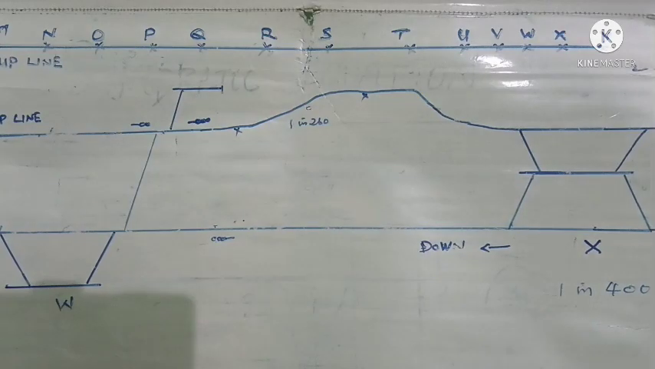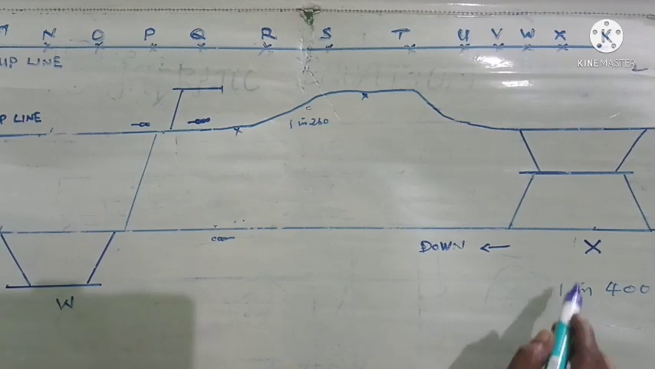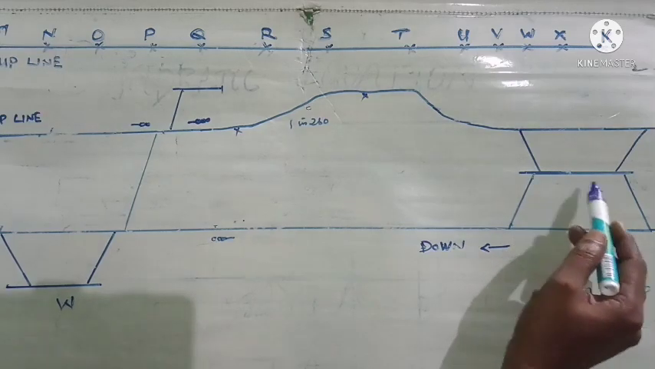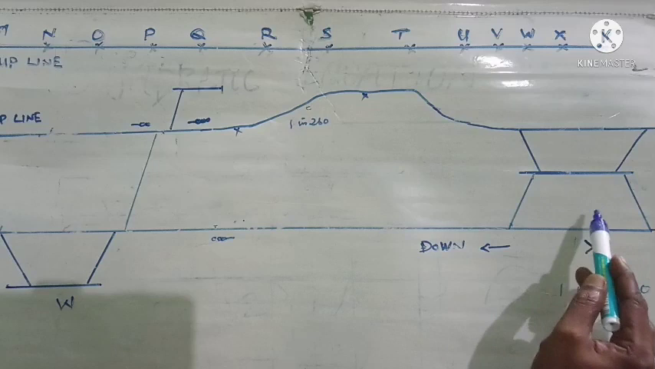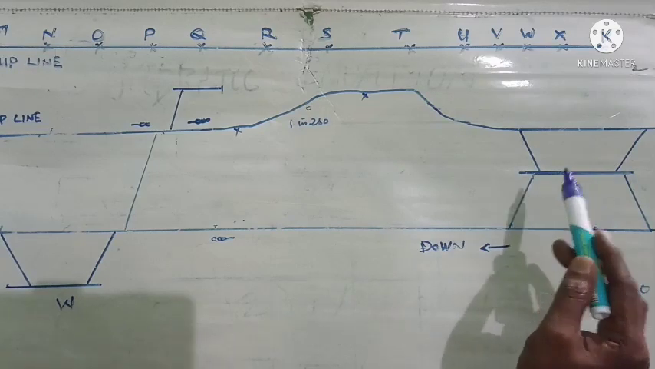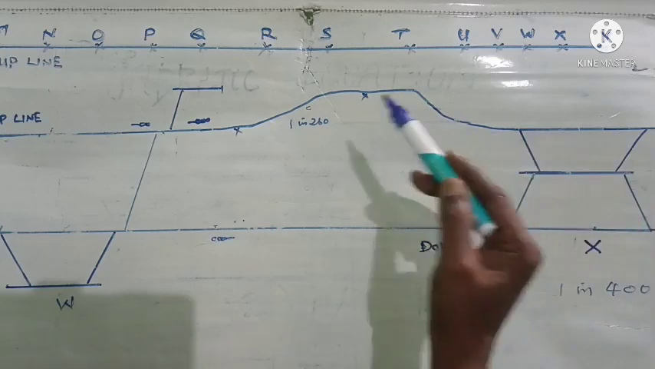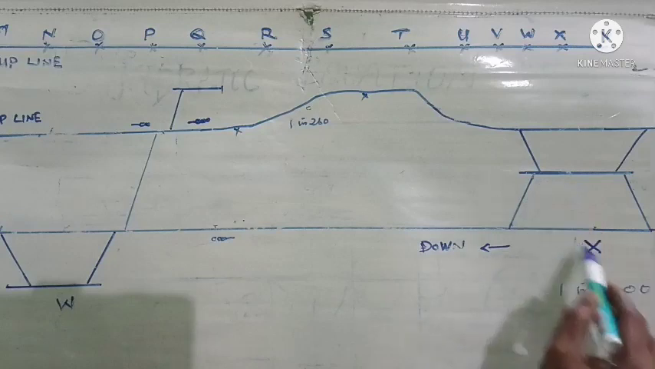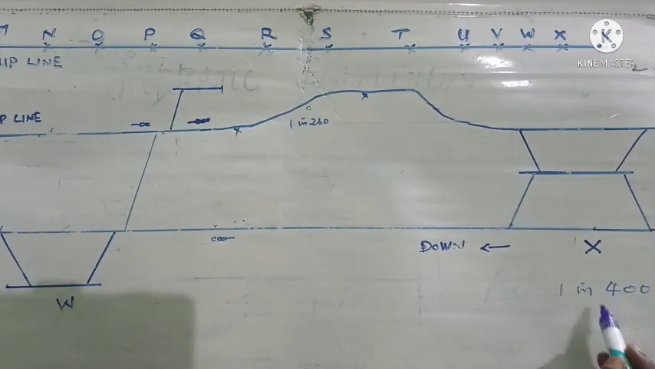Station yards will normally have a maximum gradient of 1 in 400, because as I told you earlier, if it is a heavy gradient, a steeper gradient like 1 in 260, then it will be very difficult for shunting as well as stabling and securing the vehicles. There is always a chance that vehicles will run away to the section. So normally the station yards will have a gradient of 1 in 400 or less.